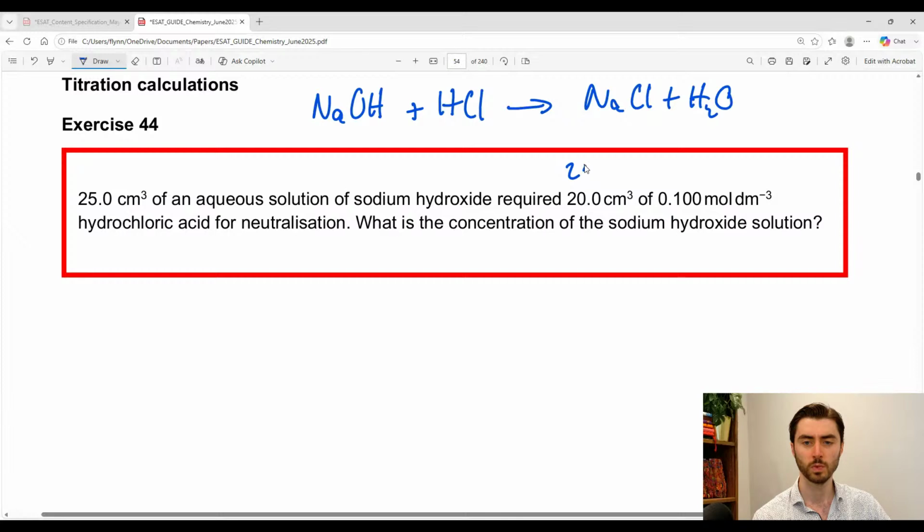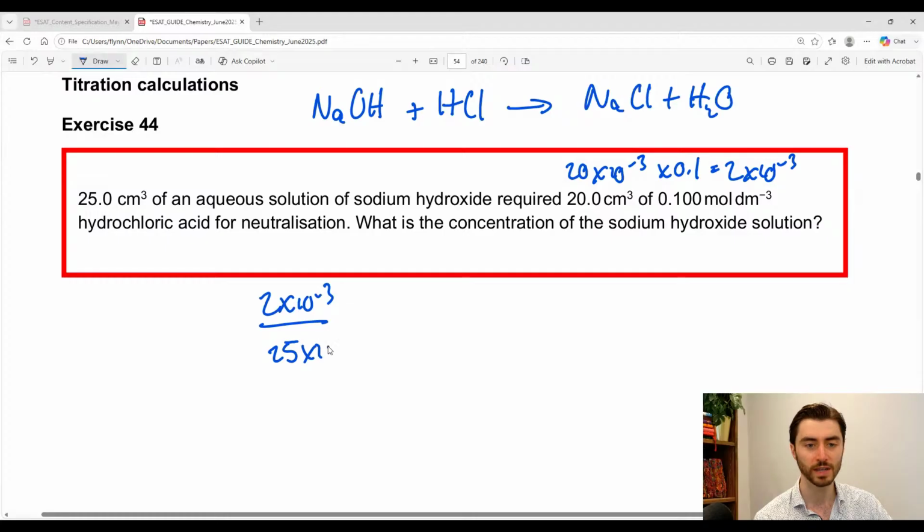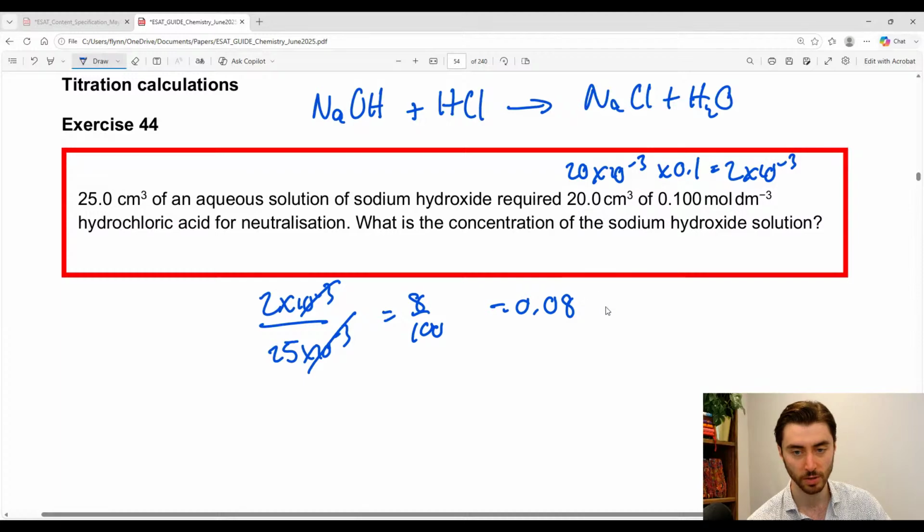Work that out. So 20 times 10 to the minus 3 decimeters cubed times 0.1 is 2 times 10 to the minus 3 moles of hydrochloric acid. Therefore, that exact same number of moles of this. So it's 2 times 10 to the minus 3 moles in 25 times 10 to the minus 3 decimeters cubed is 8 over 100. So it's 0.08 moles per decimeter cubed, which I'll call big M because lazy.